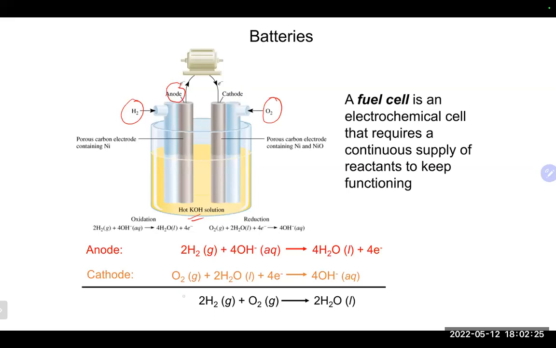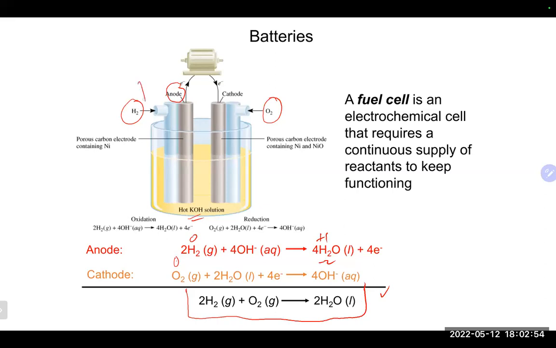This is what they wanted cars to usually run on, but now we're more of a hybrid battery type of situation. The idea was that it would only produce water, which would be really good. Again, our hydrogen goes from 0 to +1, being oxidized, and oxygen goes from 0 to -2, being reduced. And the nice byproduct there is water.